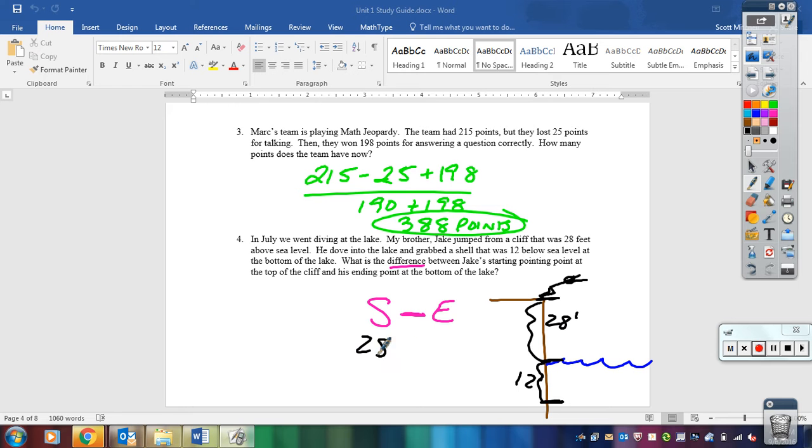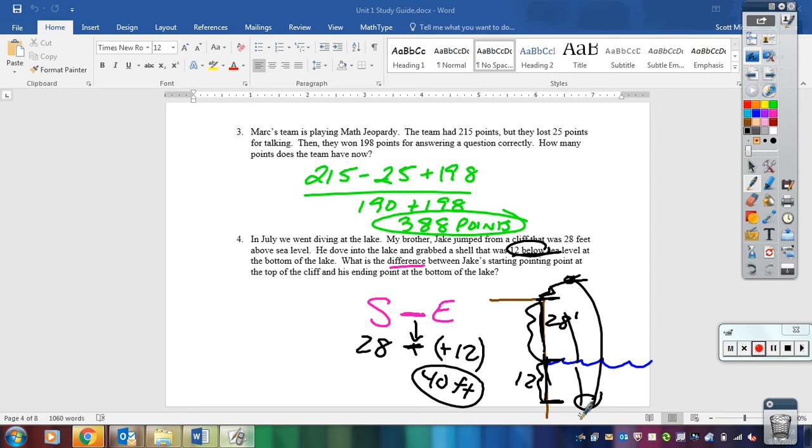Well, the starting point was 28 minus the ending point, which is 12 below, so it's a negative 12. Keep, change, change, that's 40 feet. Just like we think. This is 28, that's 12. 28 and another 12. 40 feet.